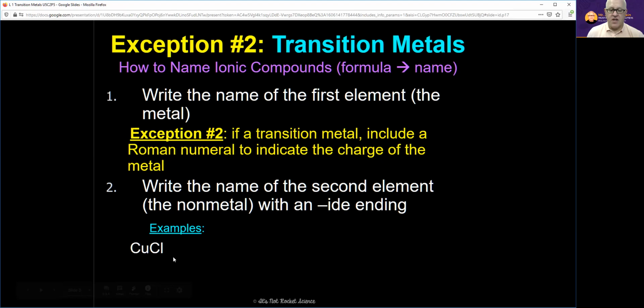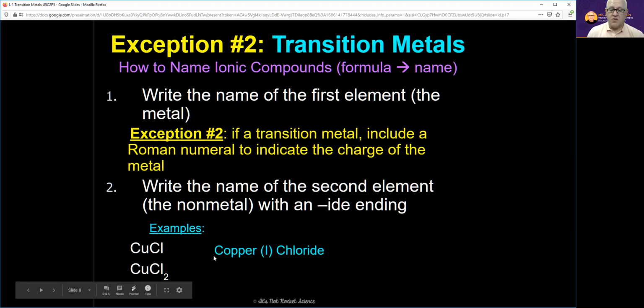For example, I have copper and chlorine, CuCl. I can also have CuCl2. CuCl would be copper 1 chloride, because it only needed 1 electron. And here, chlorine needed 2, so it would be copper 2 chloride.